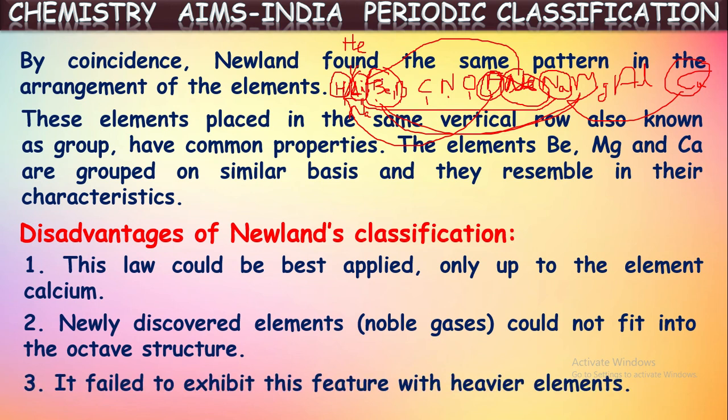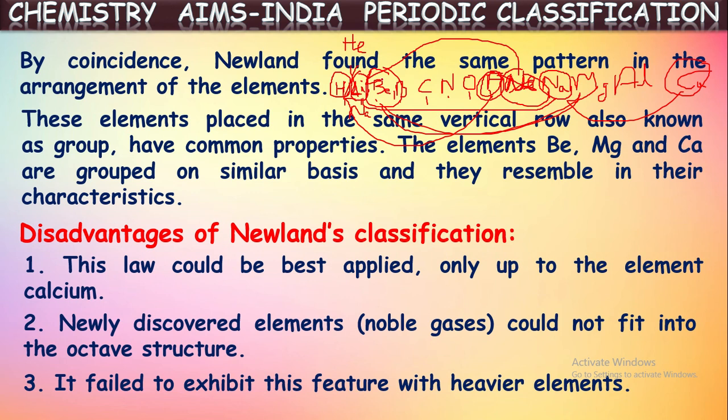One more point, he failed to exhibit this feature with the higher elements. As I told in the first point, this classification is applicable only for the lower elements, up to about the 20th element. Till calcium it is completely suitable.